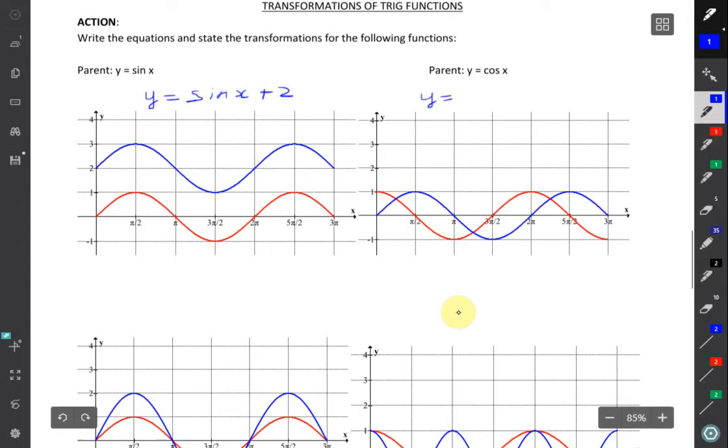y equals, and again, the period is 2 pi, and the amplitude is 1, so there's no other changes. y equals the cos of bracket x plus 3 pi over 2. And again, that would phase shift this red function to the left, from here over to here, so it would line up with this blue graph.